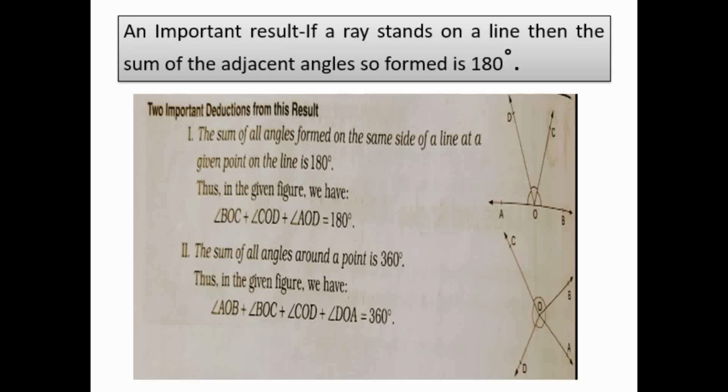Now see the second one. The sum of all angles around a point is 360 degrees. Now around the point O, you can see different angles: angle AOB plus angle BOC plus angle COD plus angle DOA. If we add all, that is equal to 360 degrees.